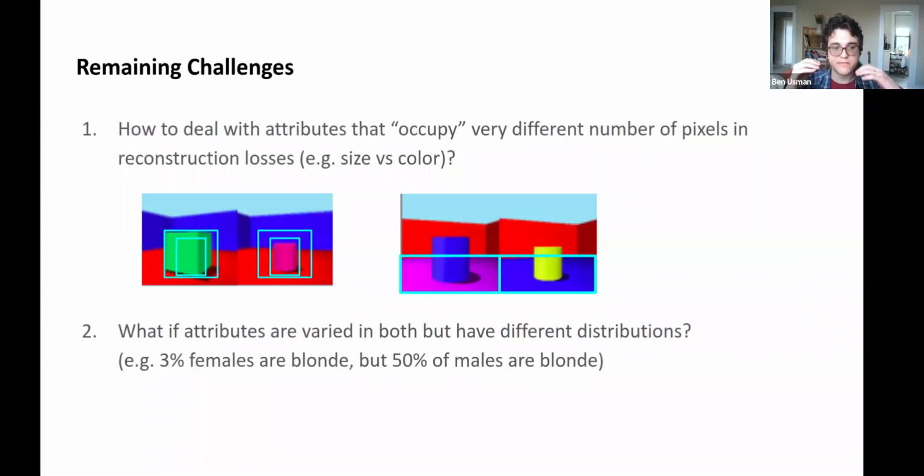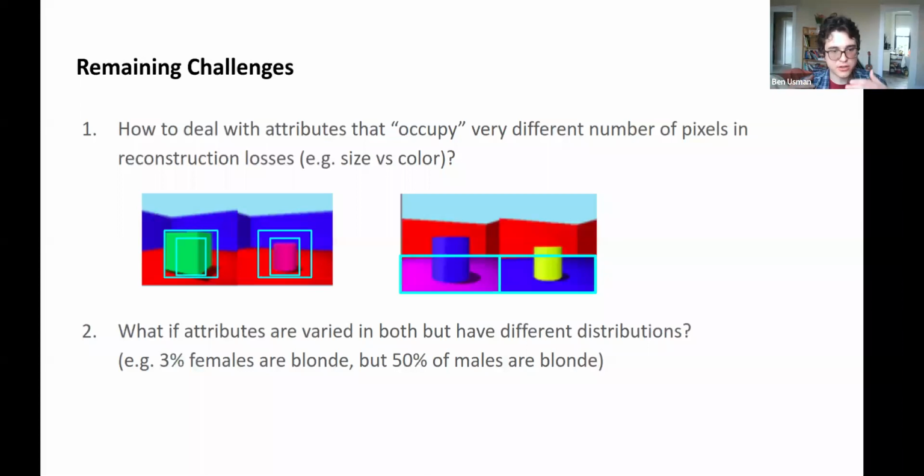So for example, if in the female domain we have 3% of blondes, but in the male domain we have 50% of blondes, should we treat the hair color as a shared or domain-specific attribute? And if we treat it as shared and preserve it, does it mean that we have to sacrifice the realism of the male domain? Because right now there will be only 3% of blonde males, whereas it should be 50. Or should we treat it as domain-specific? But if we do, then what is the threshold?